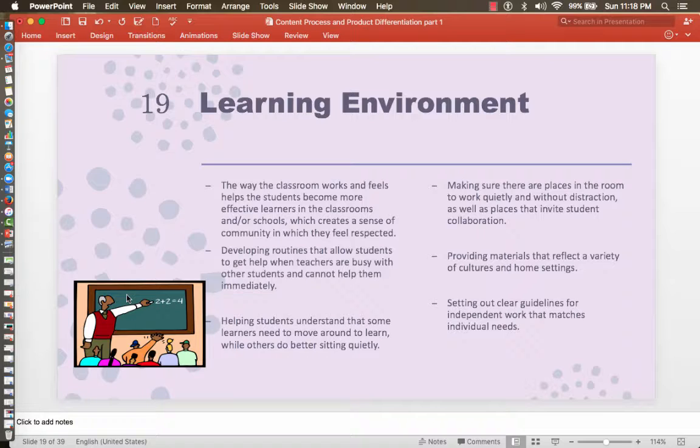And make sure there's places in your classroom where you can work quietly as well as where you can have collaboration. So maybe some individual desks or places in the back of the room with tables in the front of the room. And you're going to also want to have materials that are going to reflect different cultures, different types of home settings, and this could go across the board depending on what kinds of class that you actually teach. And then set clear guidelines for individual work and how that is to be completed, and when and what types of assignments are available for independent work.